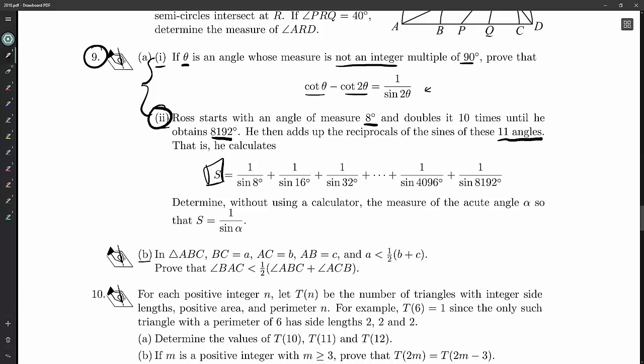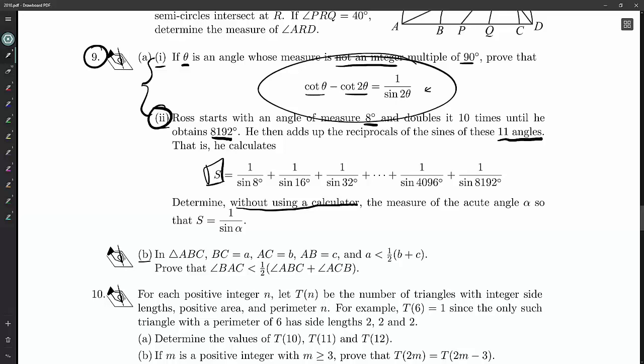Determine, without using a calculator, so that makes me unhappy, the measure of the acute angle alpha so that S is 1 over sine alpha. Okay. Well, thankfully they gave us an identity up in A, so I'm willing to bet that we should be using that identity.